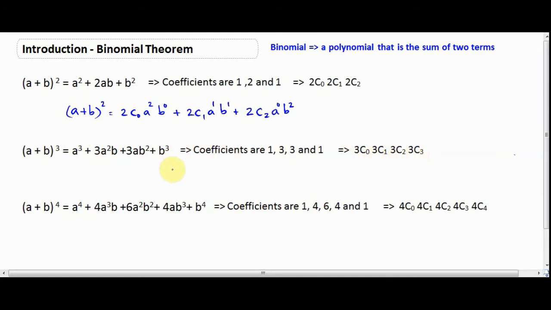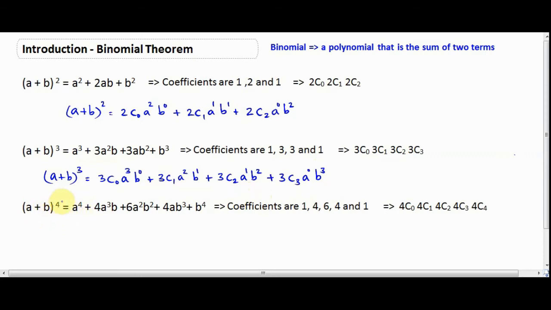Okay, so let's try to write this expression in terms of combinations. A plus b whole cube can be written as 3c0 a cube b raised to 0 plus 3c1 a raised to 2 b raised to 1 plus 3c2 a raised to 1 b raised to 2 plus 3c3 a raised to 0 b raised to 3. Okay, now let's consider a plus b whole raised to 4.